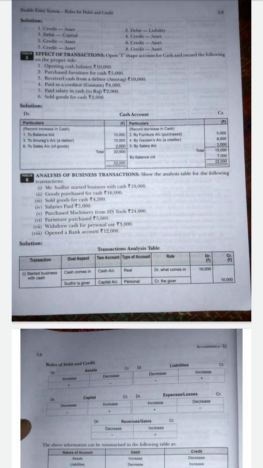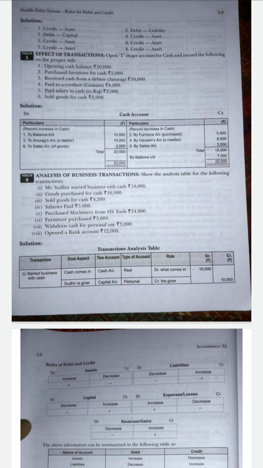Just understand how to write the journal entry. After analyzing this we will write the journal entry. So what is the debit? Debit what comes in. Cash is coming inside the business, so we have to debit the cash account. Debtor to Sudhir account. Sudhir account is credited, credit the giver. Understood?